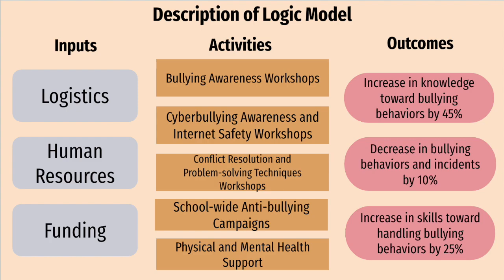The human resources consist of the staff that will be implementing the program, which are teachers, counselors, mental health professionals, police officers, and volunteers from the community. The funding for the program comes from the California OES Victims Assistance Formula Grant Program and the Bullying and Violence in School Advocacy Program. The activities consist of various workshops, campaigns, and a physical and mental health support system.